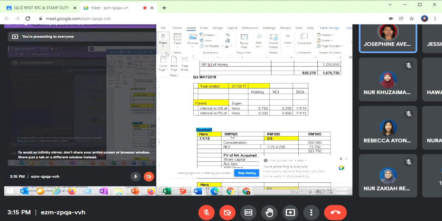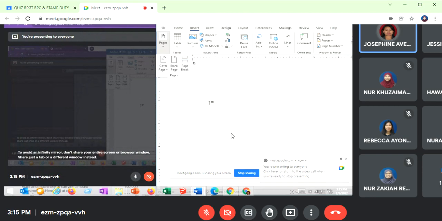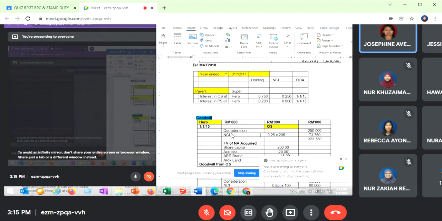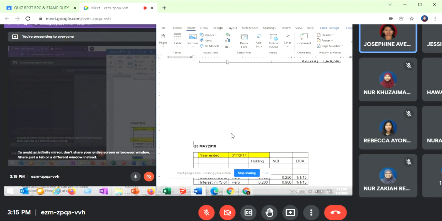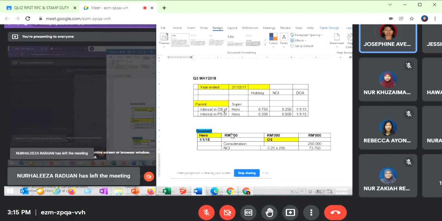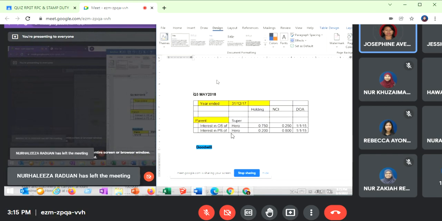Insert page. Okay, jadi hari ini kita buat doesn't want to move. Okay, then I have to do this one. Buat page break.